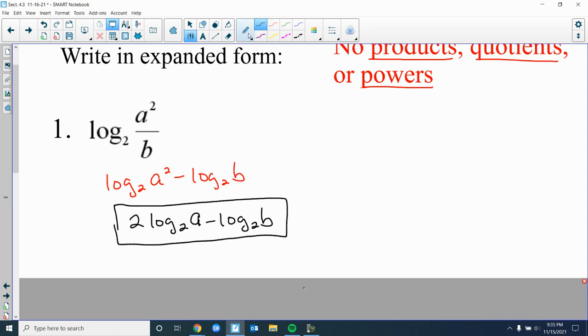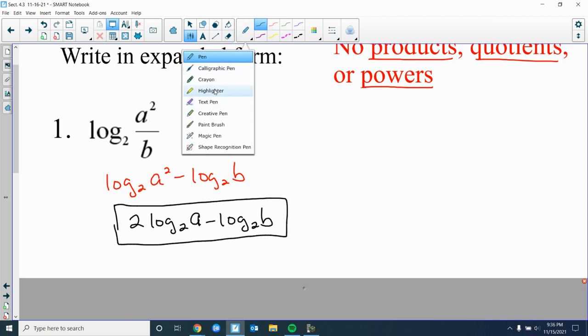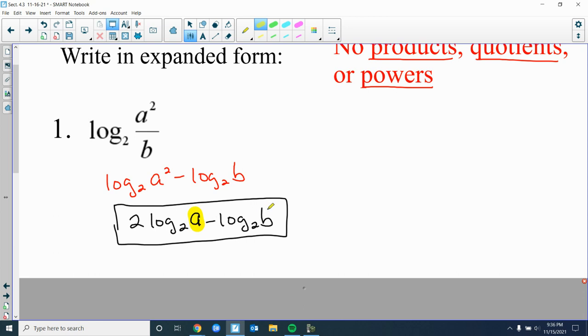Okay, so you're looking at this right here to make sure it has no products, no quotients, or no powers. So they can see if it can be split up again.